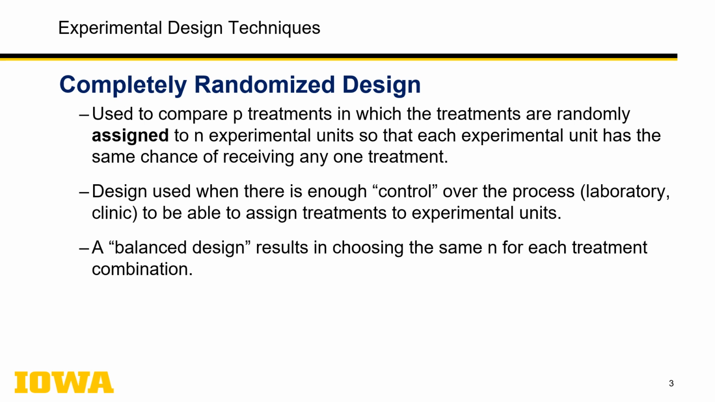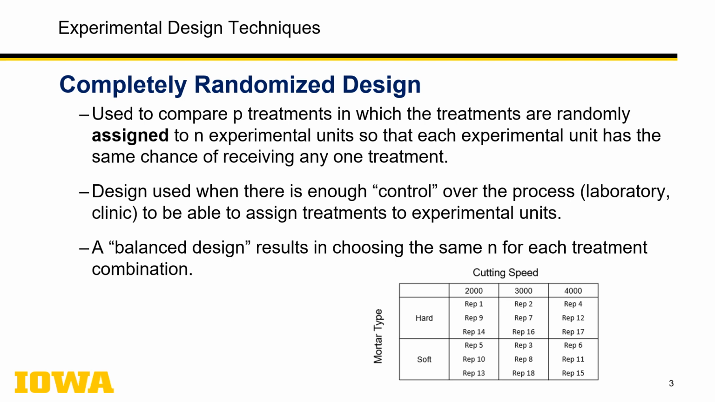And we can go one step further, and a balanced design is what they refer to when you have the same number of observations for each treatment combination. So getting back to this example that we talked about in the previous module of cutting speed versus mortar type, again, this is 2 factors, one at 2 levels and one at 3 levels, which causes us to have 6 treatment processes. But within each one of those, we're going to have an n of 3. So we're going to repeat it 3 times.